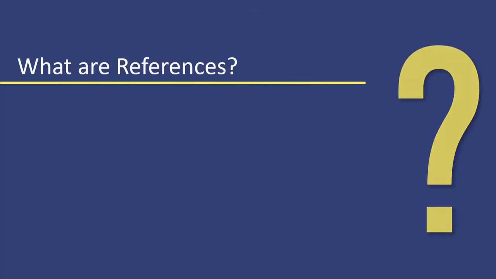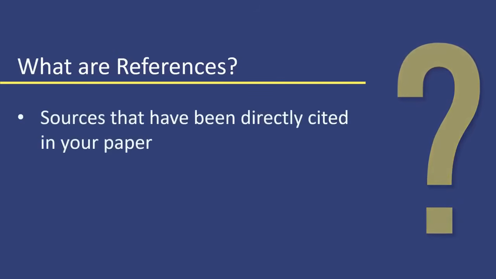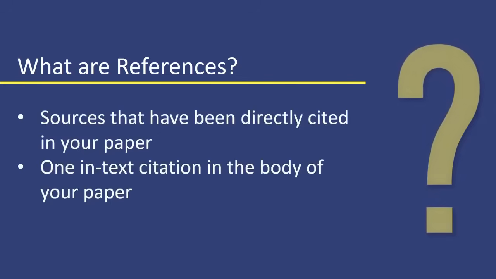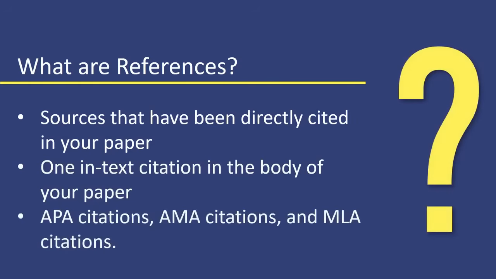What are references? References include sources that have been directly cited in your paper. For each source, you will have at least one in-text citation in the body of your paper. The citation styles that use reference lists include APA citations, AMA citations, and MLA citations.